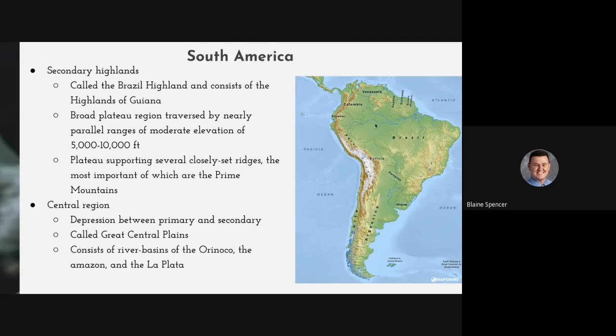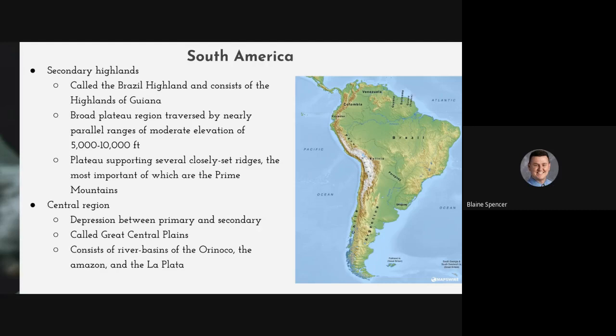Okay, the La Plata. This is what's going to form the central region, or the Great Central Plains, between the primary and secondary highlands. These are the rules that we talked about a little bit ago. These are what's going to form the central region. All right, so now that we talked about the first pair, North and South America, we're going to head into the second pair.